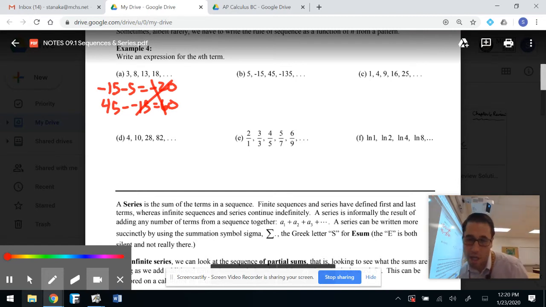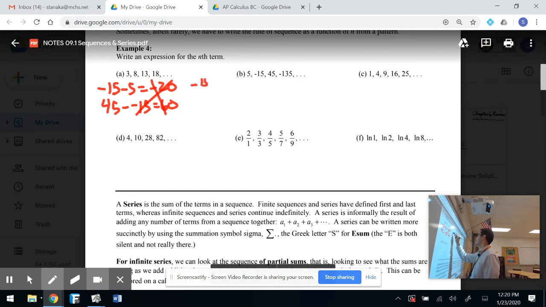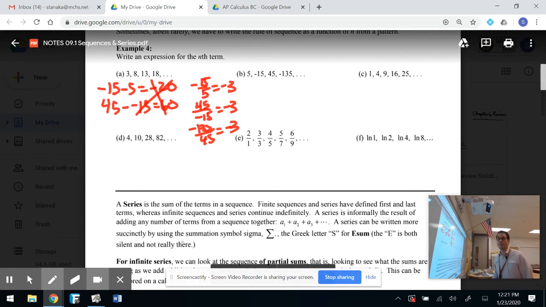Well, here's another one. If we subtract them, guess what else we could do? We could divide them. Let's divide these guys. Negative 15 divided by 5, negative 3. 45 divided by negative 15, negative 3. Negative 135 divided by 45. Oh, negative 3. Oh, snap. Now, if I have a common ratio, and the ratio here is you're multiplying every one by a negative 3, right? So we have a common ratio from term to term. That's called a geometric series.